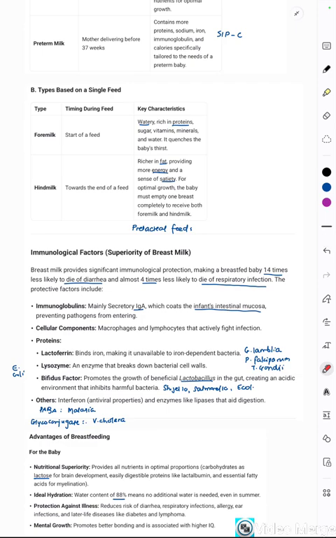So at the start of the feed, it is going to be water rich in proteins, vitamins, minerals. It is used to quench the thirst of the baby, while the hind milk is the one which is rich in fat, has more energy, and gives a feeling of satiety to the baby. So this hind milk quenches the hunger of the baby. The baby must empty one breast completely to receive both the foremilk and hindmilk.